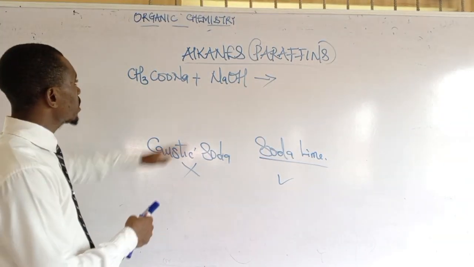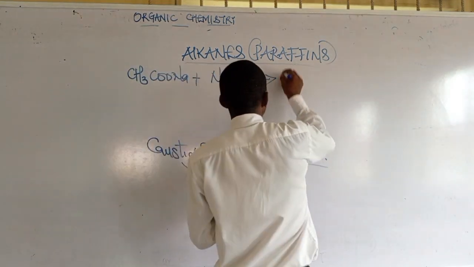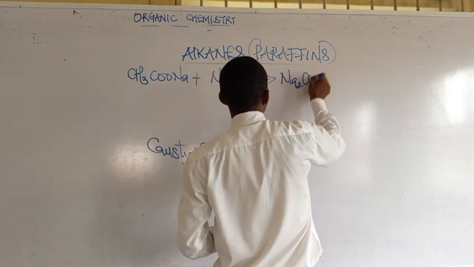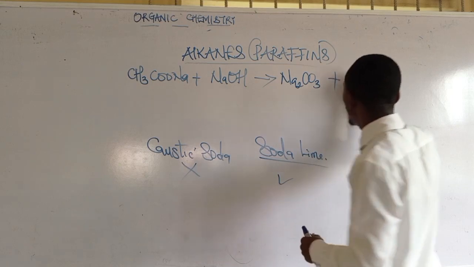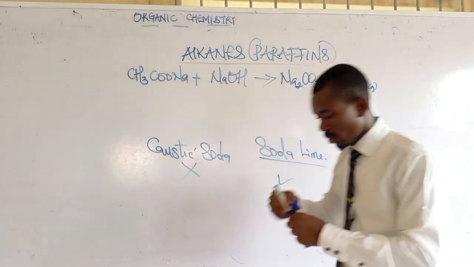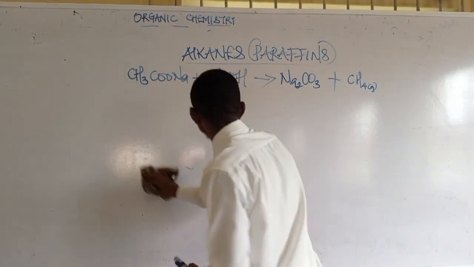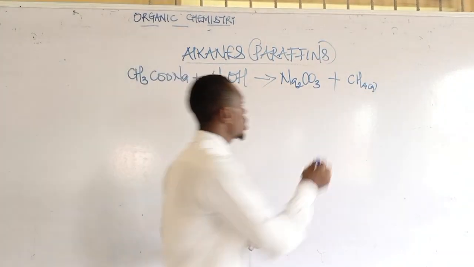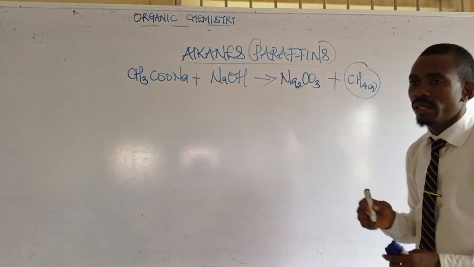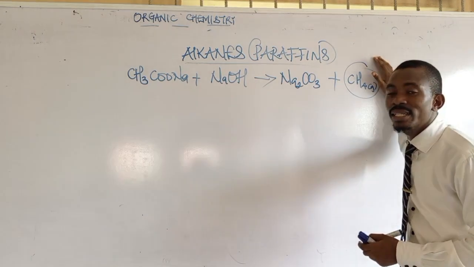So, on reacting the alkali with the sodium ethanoate, we will form sodium trioxocarbonate(IV) and give off the gas we are producing. So this is how methane gas can be formed. And the gas is usually collected over water. It is collected over water. The reason being that it is lighter than air.